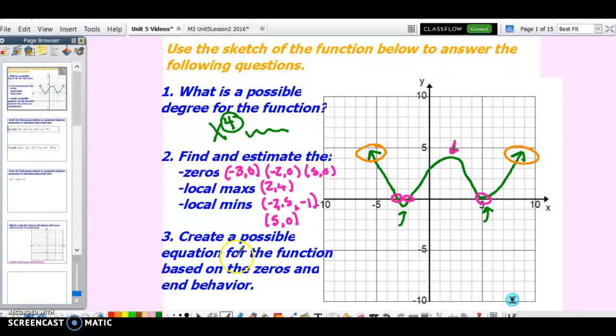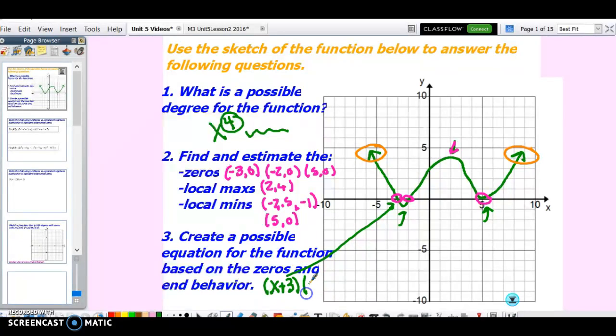Finally, create a possible equation for the function based on the zeros and the end behavior. Well, we discussed how it's an even degree for sure because the arrows end up in the same direction. Then we also know the zeros of the function, we gave them here. So using those, we would conclude that an equation could be something like this. x plus 3, and that's because of this 0 right here, -3. If you put -3 into this equation, plus 3, you get 0, so that would make our point fit.